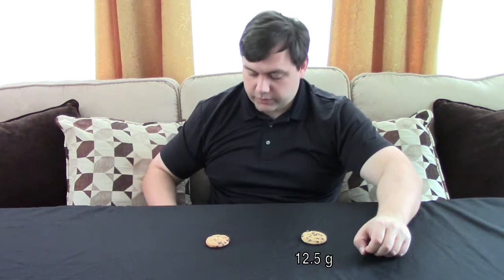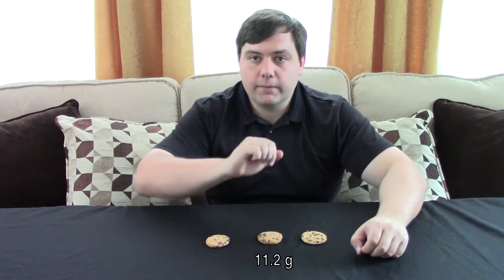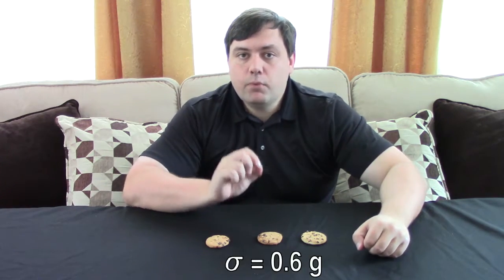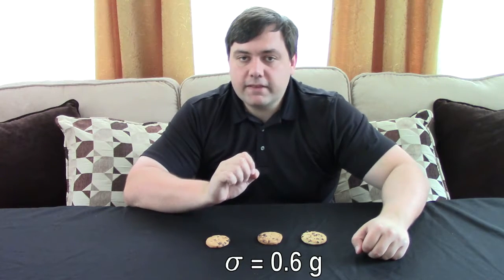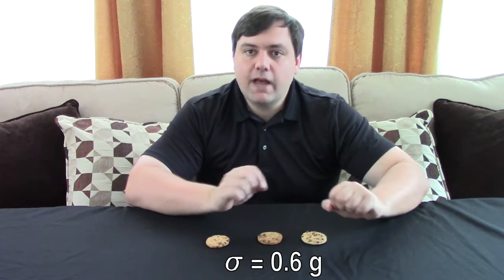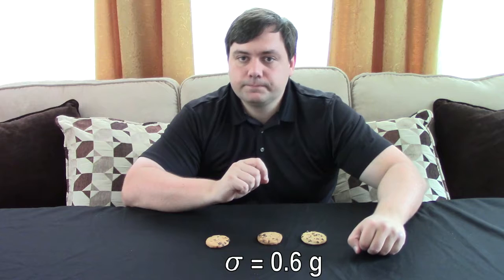As the producer, I can sample the actual cookies being produced, and in this particular case, I found that the smallest cookie sampled was 9.8 grams, and I found that the largest cookie sampled was 12.5 grams, and I found that the average mass of a cookie was 11.2 grams. I was able to calculate the standard deviation of this sample set to be 0.6 grams, which shows that this sample set is fairly tight and there's not much variation between cookies.